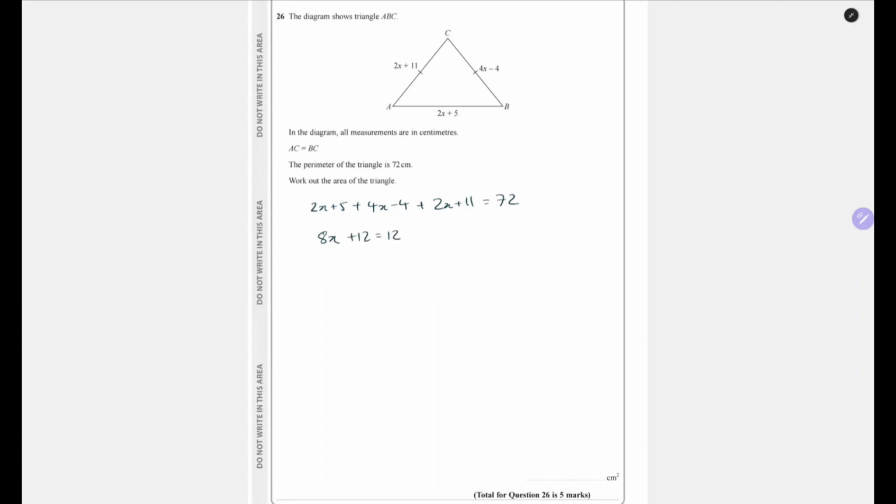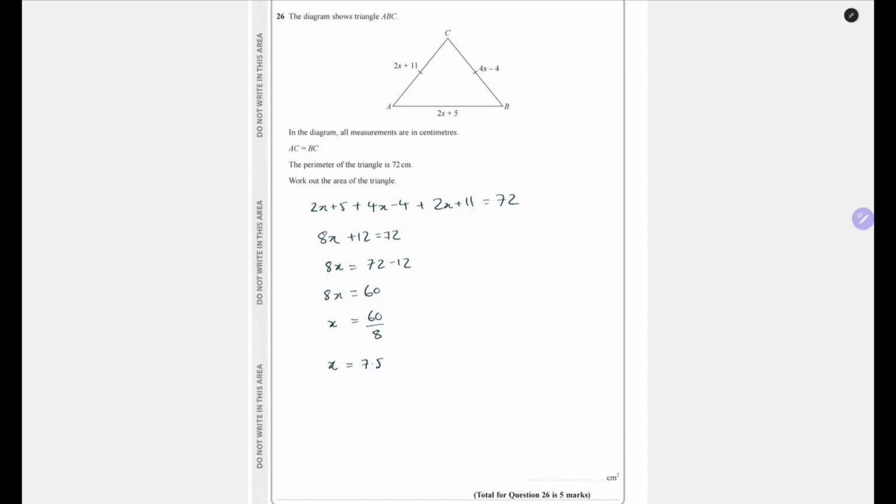We take the 12 to the other side. That's 8x is equal to 72 minus 12, and that gives us 60. And therefore, to get x, we divide both sides by 8. So that's 60 divided by 8, and therefore x is equal to 7.5.